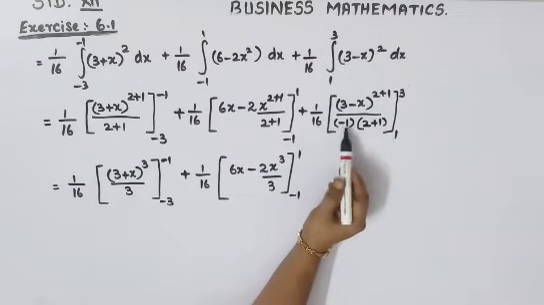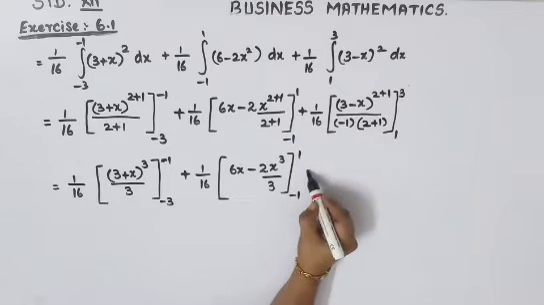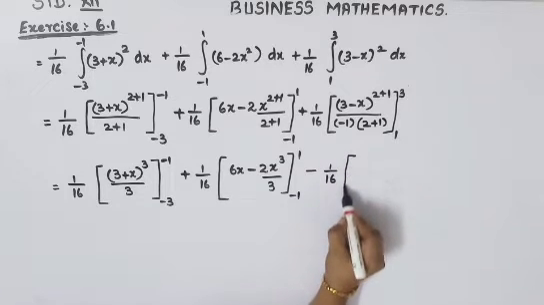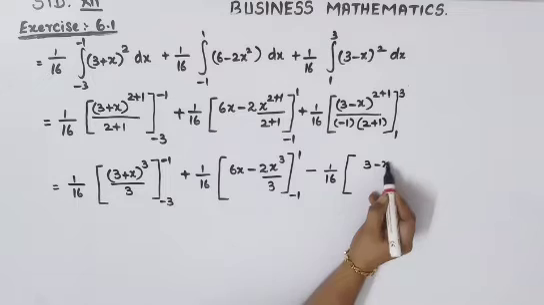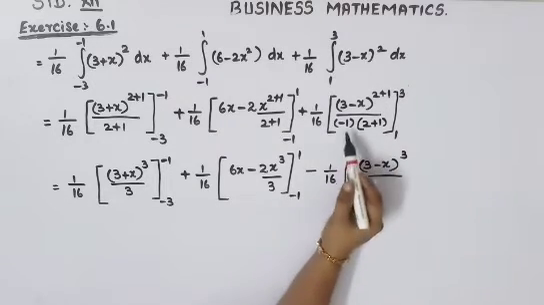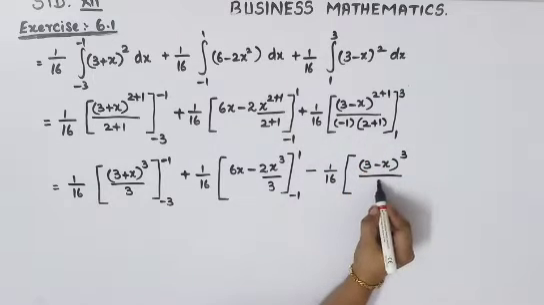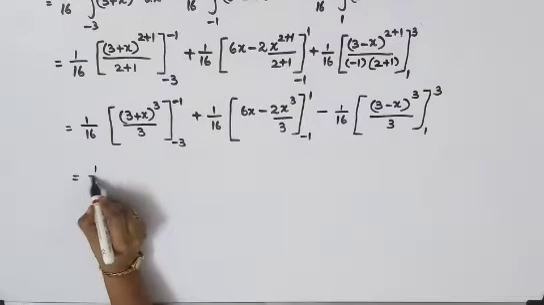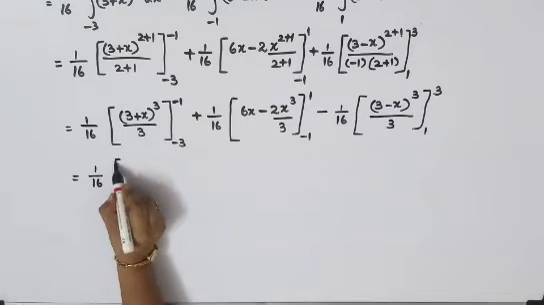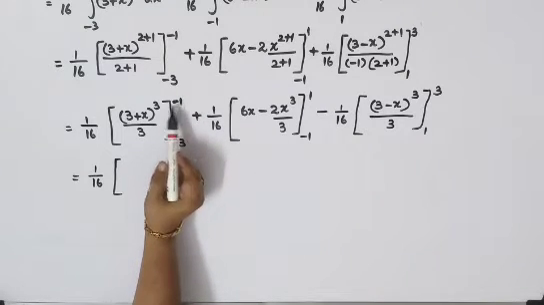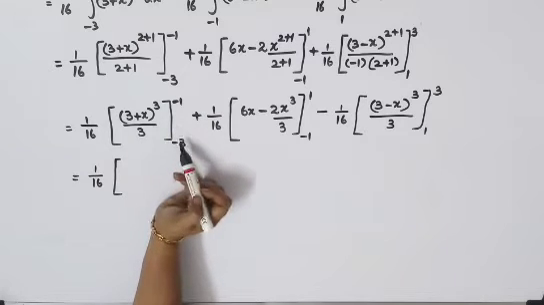For your third term, just see your symbol is changed, here you got minus 1, so plus into minus, you can write minus here 1 by 16, then open your bracket, 3 minus x the whole power, 2 plus 1 will become 3 divided by, this already we have taken it out, so only 2 plus 1, 3 will be there. Your limit is from 1 to 3. So 1 by 16 into, now you will have to substitute your upper limit minus your lower limit, so for each term substitute your upper limit minus your lower limit.